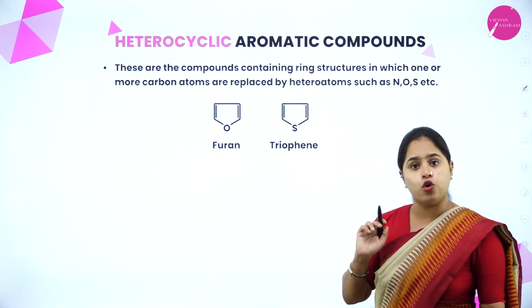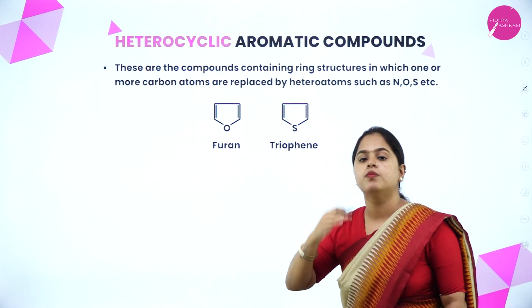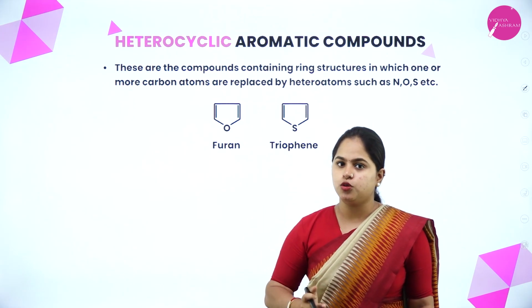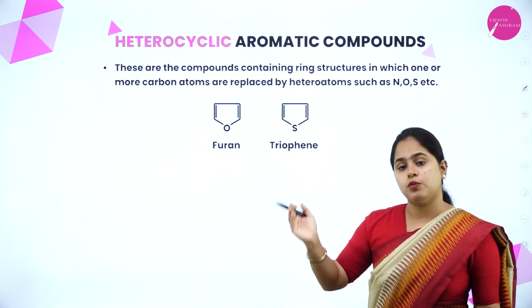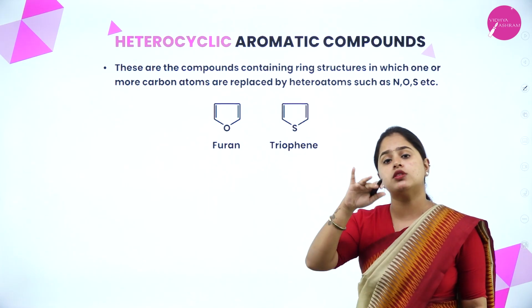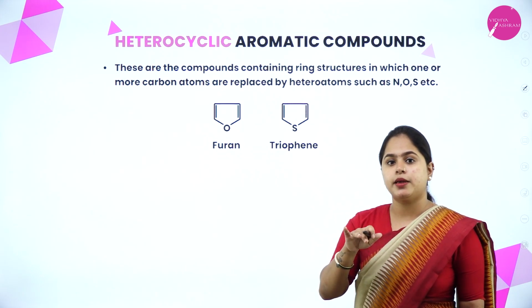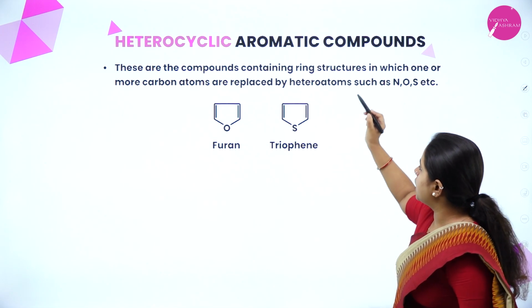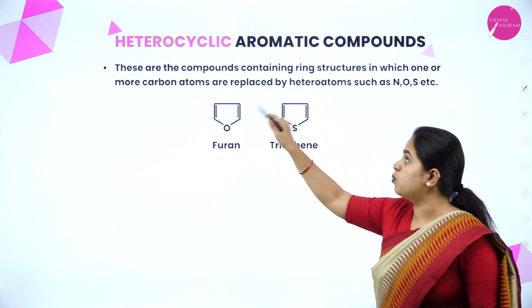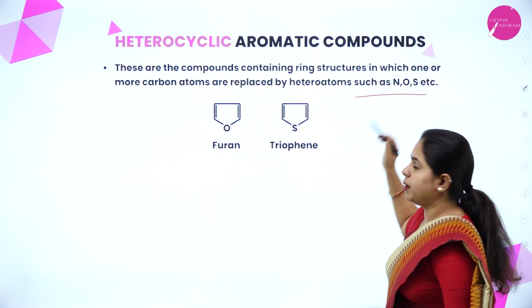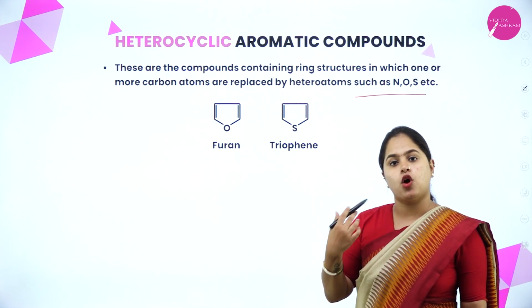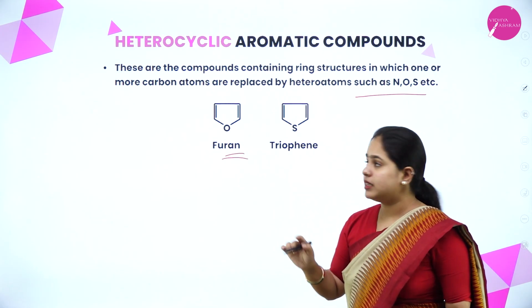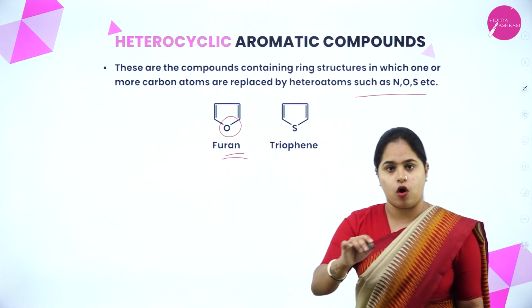Now there is one more group, which was it? Heterocyclic compounds, right? Homocyclic was classified into alicyclic and aromatic. Aromatic further into benzenoid and non-benzenoid. Now there was one more group, that is heterocyclic. What is heterocyclic? Heterocyclic means in the ring itself more than one kind of atom will be there, right? These are compounds containing ring structures in which one or more carbon atoms are replaced by heteroatoms, nitrogen, oxygen or sulfur, any other atom will be present. So as you can see here, furan, in this case one carbon atom is replaced by oxygen.